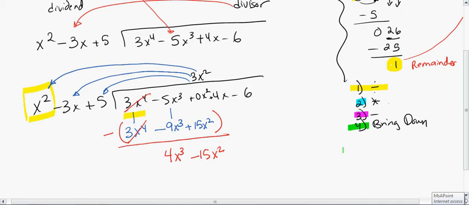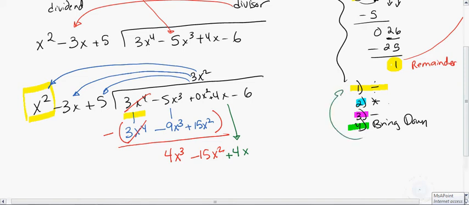I'm going to bring down my next term, and my next term is this 4x. So that's going to come right down here, positive 4x, I'm writing plus 4x. All right, now I repeat. Repeat the process. Go back up to the beginning again.